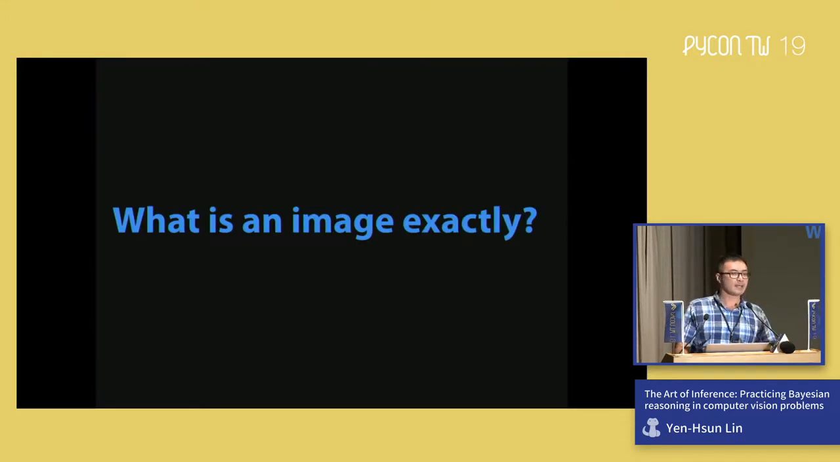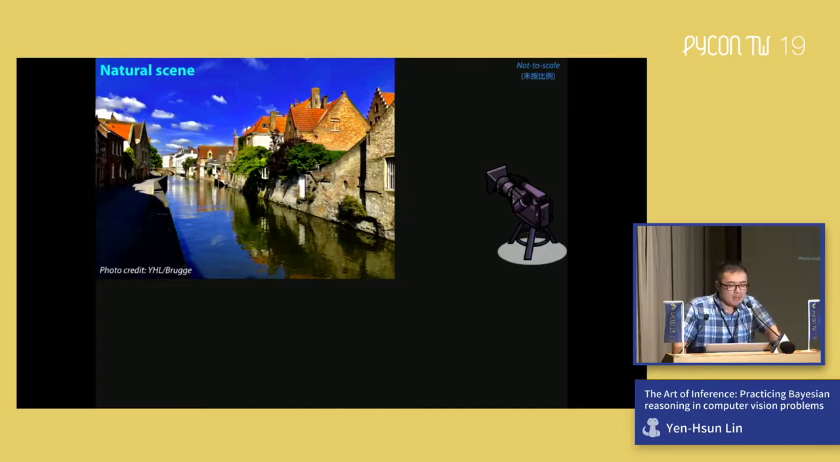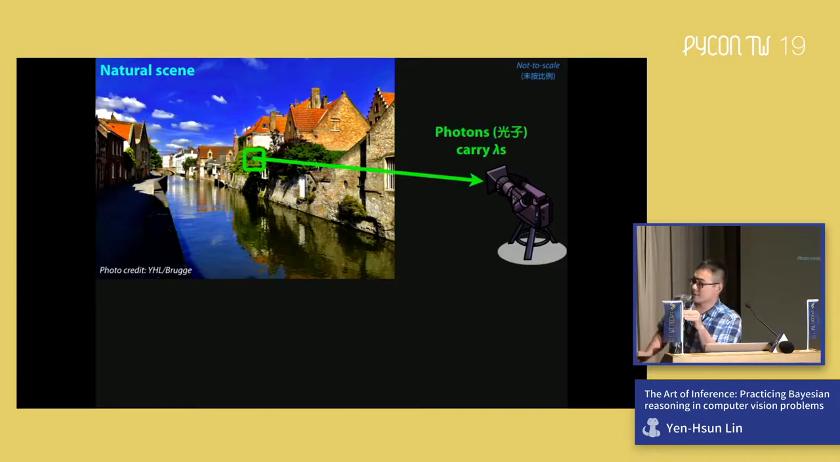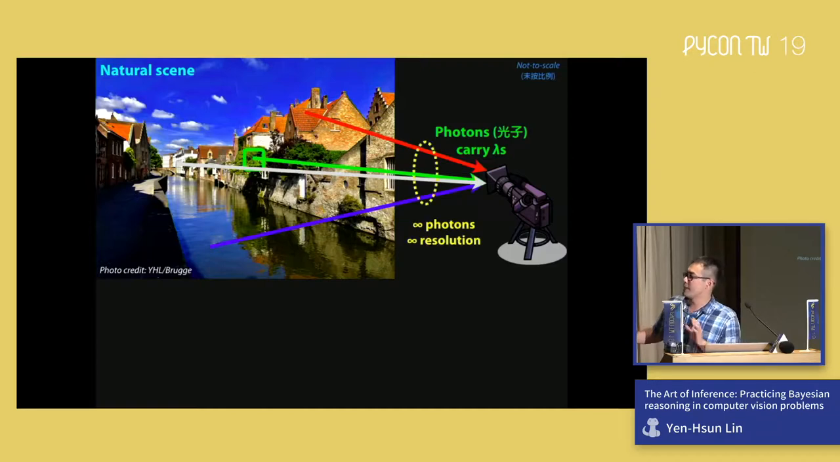Let me start by asking a question: what is a digital image, to be exact? Let's begin with a natural scene, with a camera here. In the beginning, this camera sees a green part, just a bunch of tree leaves. Physically, it is just lots of photons that carry certain wavelengths that we recognize as green and propagate to the camera CCD, as well as the other photons from these places.